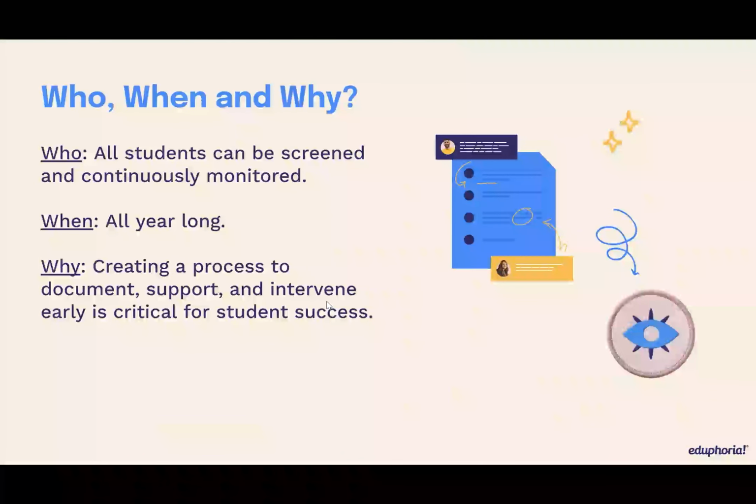I like to talk about who, when, and why as we go through these processes. So again, we're talking about all students. We're identifying groups of students, but we're making sure that all students are being screened and served in the manner which they need. When is this happening? All year long. And when you really start thinking about it, it carries over from year to year, potentially based on that identification.